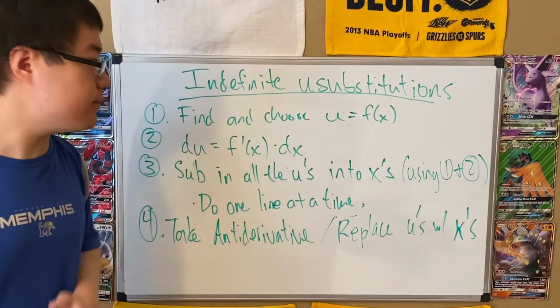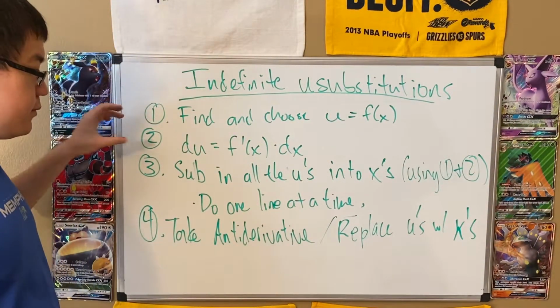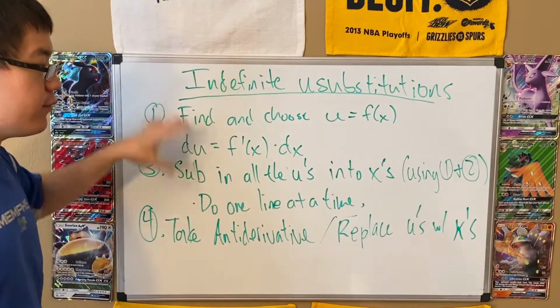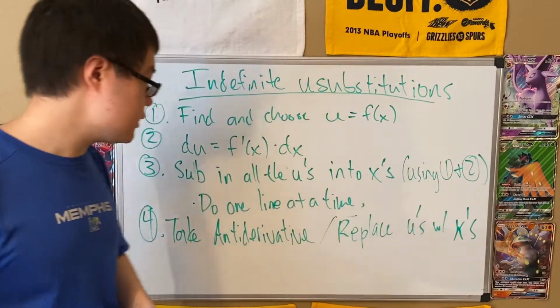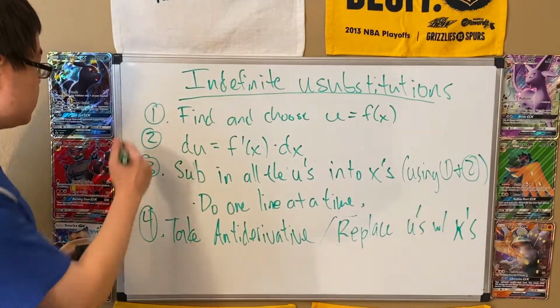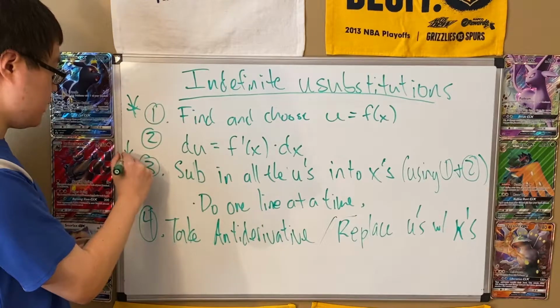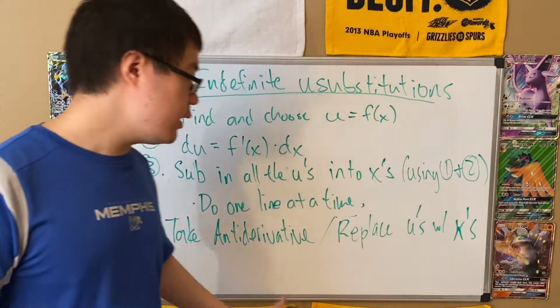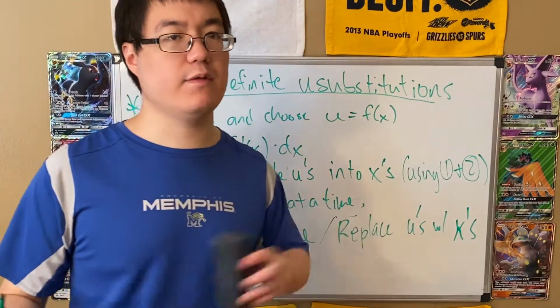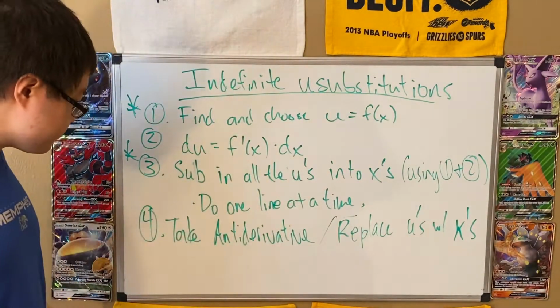So again, the steps: find a u. It's going to be a difficult step, but we're going to find it. Then we're going to take the derivative. Then we're going to try to change all of our x's to u's. This is going to be the key, steps 1 and 3. And then hopefully by that time, we'll be able to take the antiderivative with respect to u. And then we're going to replace our u's with x's in our answer. And that's going to be it.